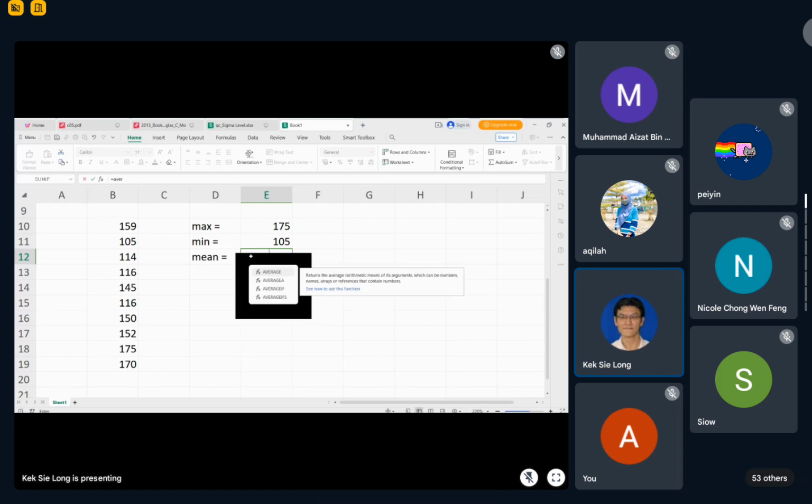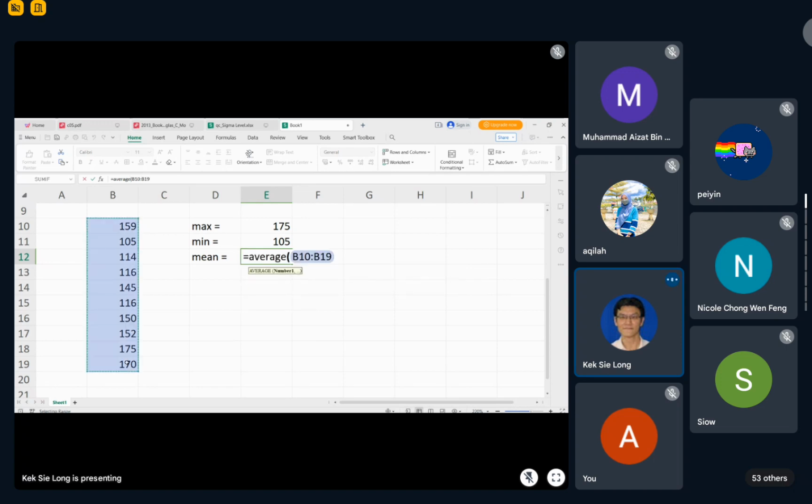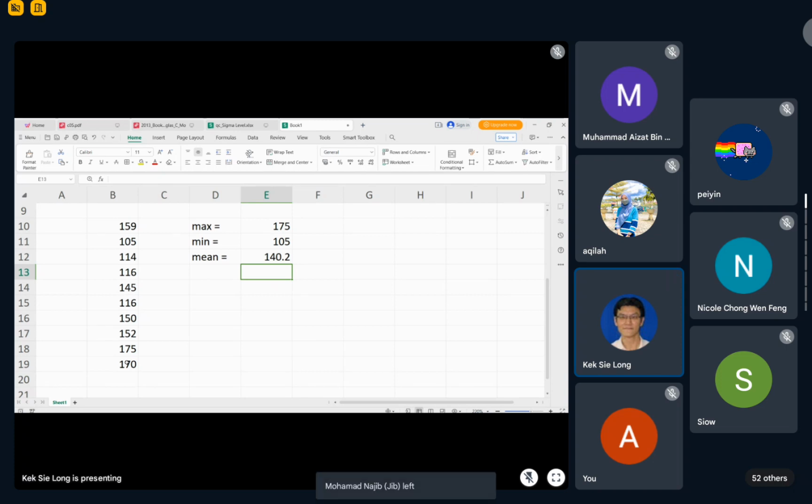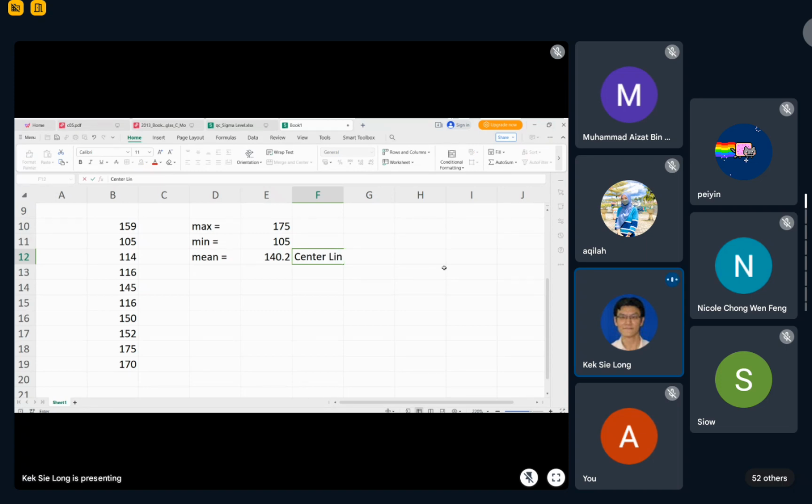It's average. Okay, we find the mean. So the average value will be 140.2. So the mean is, if we're talking about the center line, from what we have, the center line can be this value, right? Okay, center line, we can consider this value.